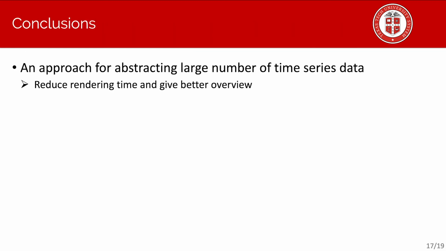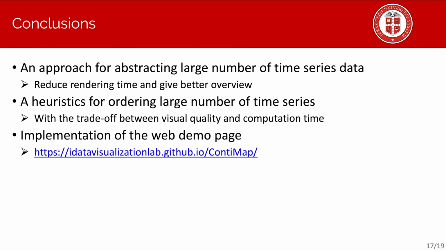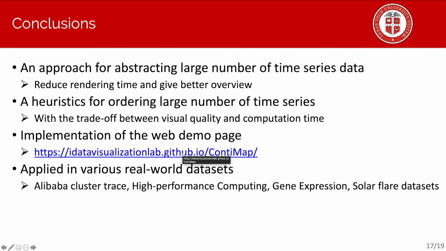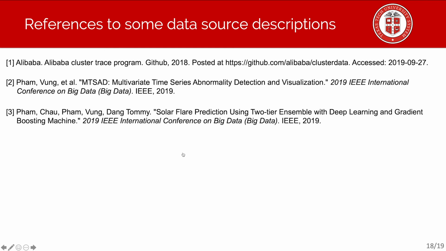Conclusions. This provides an approach for visualizing a large number of time series data to reduce rendering time and give better overviews of the data. We offer a heuristic for ordering a large number of time series with a trade-off between visual quality and computation time. We also provide the implementation and a web page demo at this location. We applied it to various real-world datasets, and we provide an evaluation to show the trade-off between selecting the number of k neighbors, the visual quality, and the computation time. This is a reference to several of the data sources that we described above.